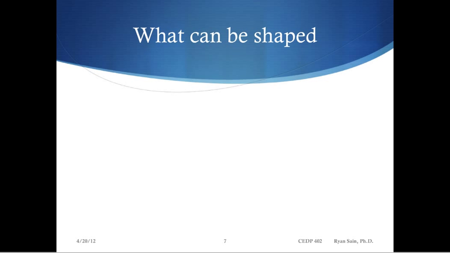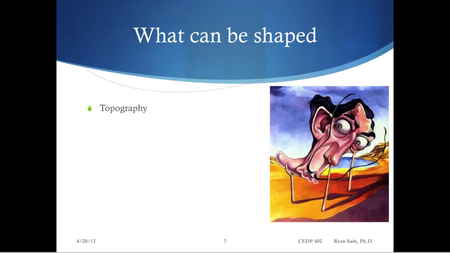All right, what can be shaped? The topography, the form of the response. This is a painting of Dali by Dali, and if you know Dali, his paintings are quite odd, to say the least. And the more you look at that, the more odd it gets. But the idea is that he didn't start out doing that day one. He had a kind of pattern and a way of looking at the world that was kind of twisted, and he started to put that on canvas. And then over time, it started to get more profound.